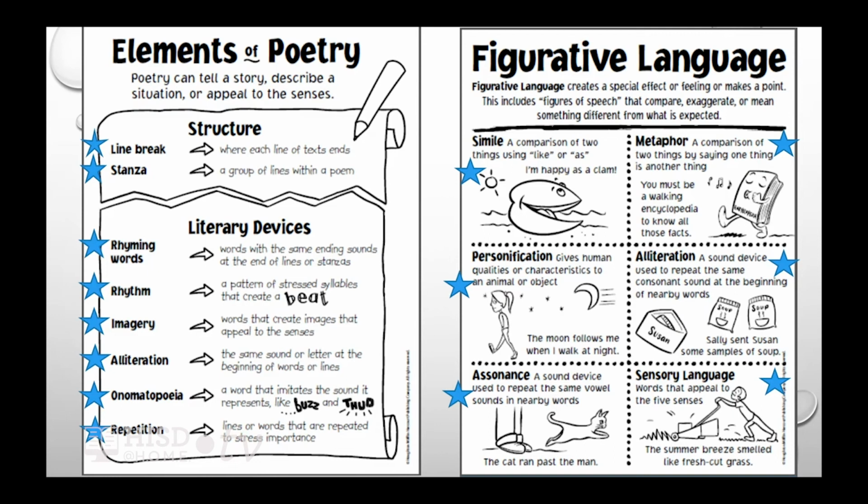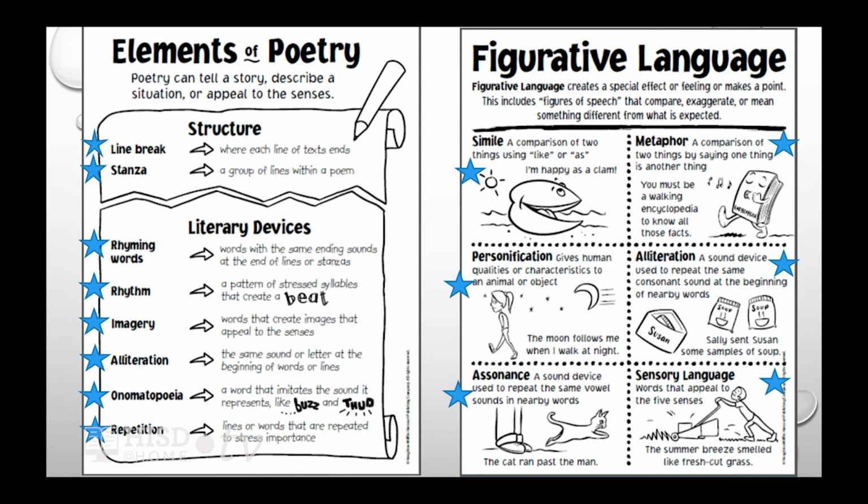Imagery, words that create images that appeal to the senses. Alliteration, the same sound or letter at the beginning of words or lines. That would be something like Peter Piper picked a peck of pickled peppers, something like that. That's alliteration. Onomatopoeia, that's a word that imitates the sound it represents, like buzz and thud. Repetition is when lines or words are repeated to stress importance.